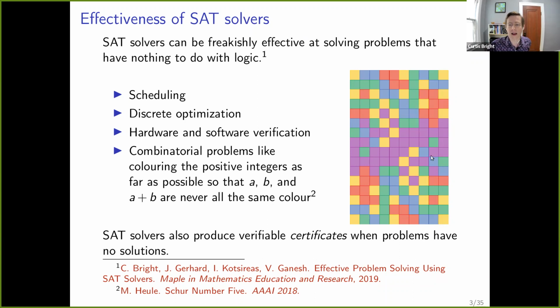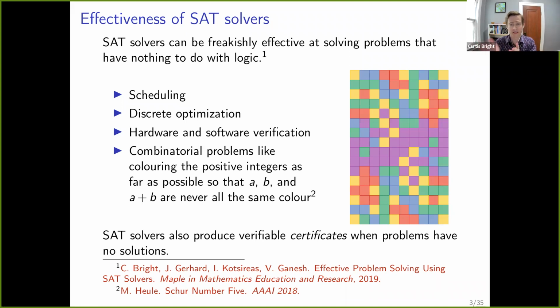And in combinatorics, there's an example I have on the right here. I've colored the integers from 1 to 160 using up to 5 colors, subject to this constraint: if you have a triple of integers, A, B, and A plus B, they're not all colored the same way. So for example, 1 plus 2 equals 3, and if you look at 1, 2, and 3, they're not all colored the same way. The question, a famous question open for 100 years called the Schur problem, is how far can you color the positive integers using, say, 5 colors?